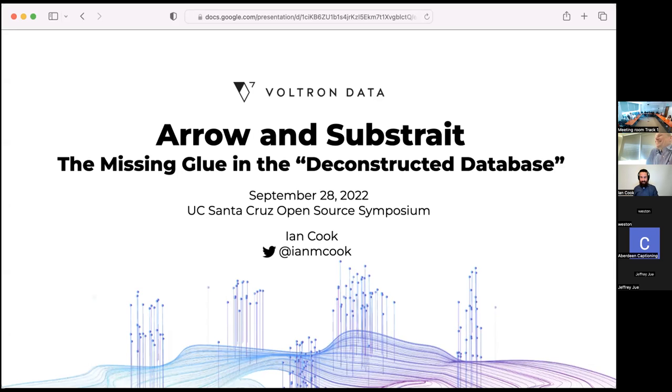So I'll speak to you today about these two open source projects, Arrow and Substrait, that together I think are poised to close the gap that Carlos was talking about, this gap between compute and storage, and another gap between users and compute, which we've observed is also another major gap and source of inefficiency in this whole data ecosystem.